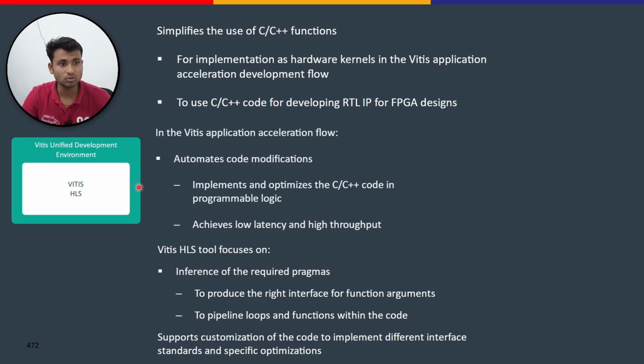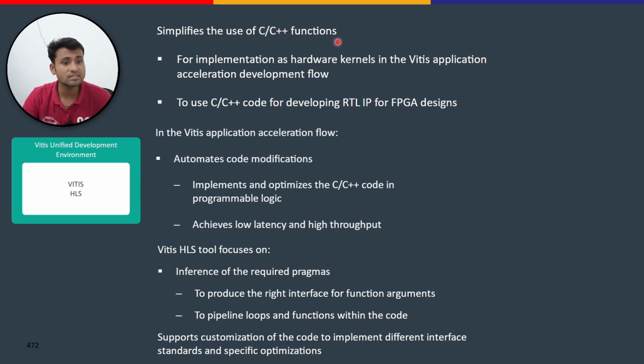The Vitis HLS tool is a new and better tool launched by Xilinx, and it is part of the Vitis Unified Development Environment. It is slightly different from the Vivado HLS tool, which was released previously, as it includes several changes to better match the requirements of the Vitis environment flow. This tool has been developed to simplify the use of C functions for better implementation as hardware kernels in the Vitis application acceleration development flow, and to use C code for developing RTL IP for FPGA designs.